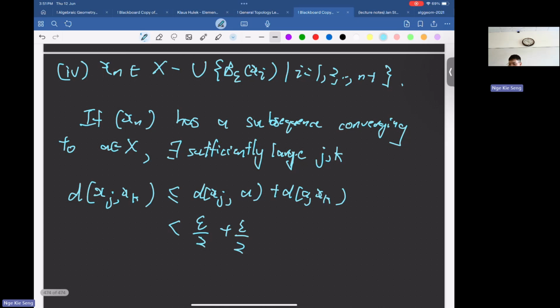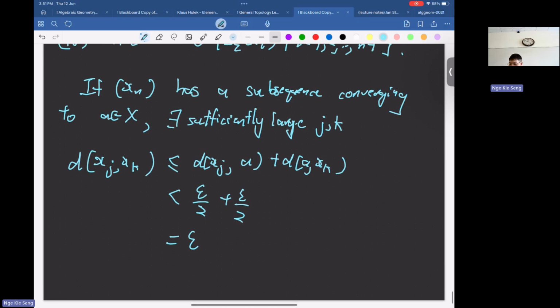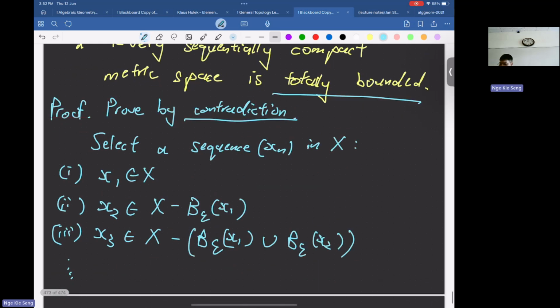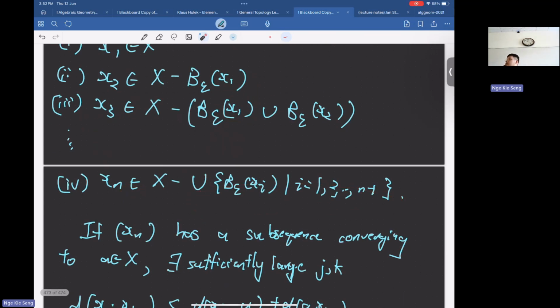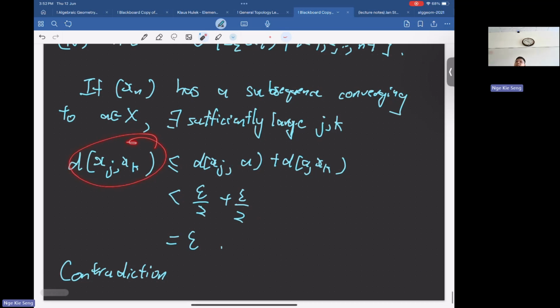In that case, the distance between these two points will be less than epsilon. But how did we pick these points? We picked each one epsilon away from the earlier ones. So there's a contradiction. Because they converge, some points will be as close as A, eventually moving into some epsilon ball. But the way we picked the sequence, the points are epsilon away from each other, all of them. Yet for large enough indices there are two points that are epsilon close to each other. Contradiction. Make sense?